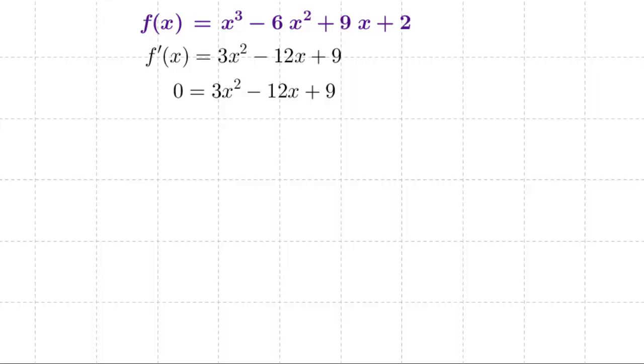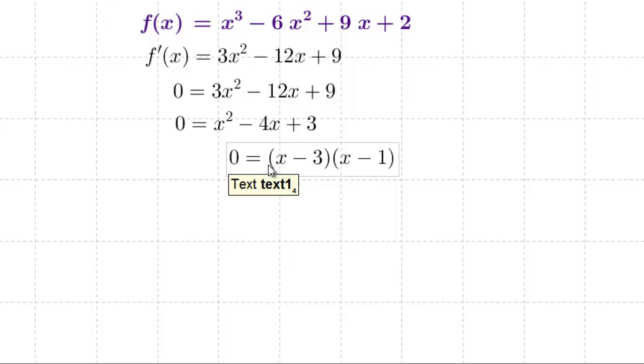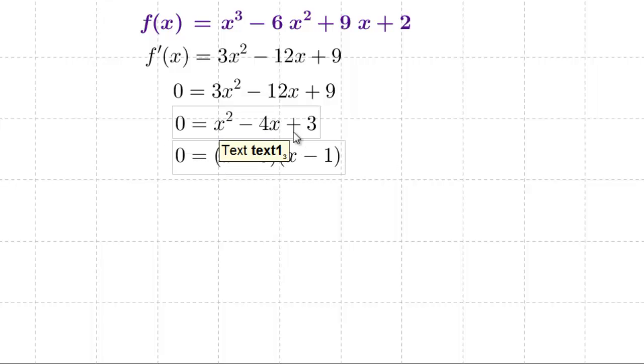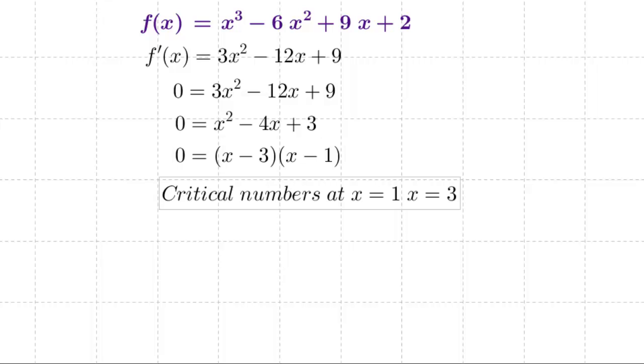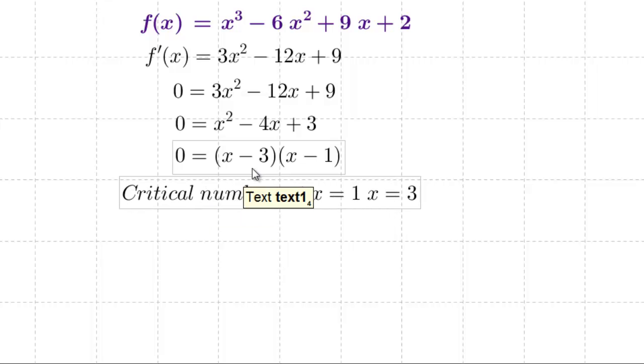So if we divide the left and the right sides by 3, we get this quadratic function here, which is indeed factorable. When we factor that, x squared minus 4x plus 3 equals 0, we get 0 equals (x minus 3) times (x minus 1), which lets us know that the solutions are x equals 3 and x equals 1, which means those are critical numbers. That's where the first derivative equals 0.